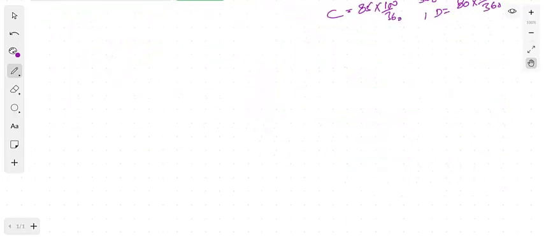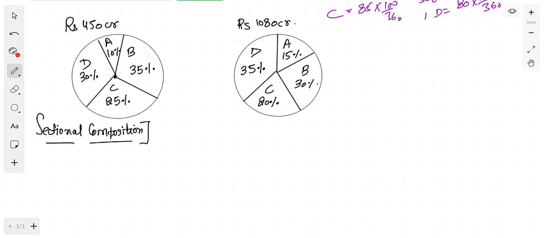Now the next kind of pie chart will be the percentage form, where the pie chart is given in terms of percent. This is the second kind of pie chart. If you need to find the sectional composition in this kind of pie chart, then A in this case will be equal to 10%. 10% of what? 10% of the total, which is equal to 450. So its value will be 45.